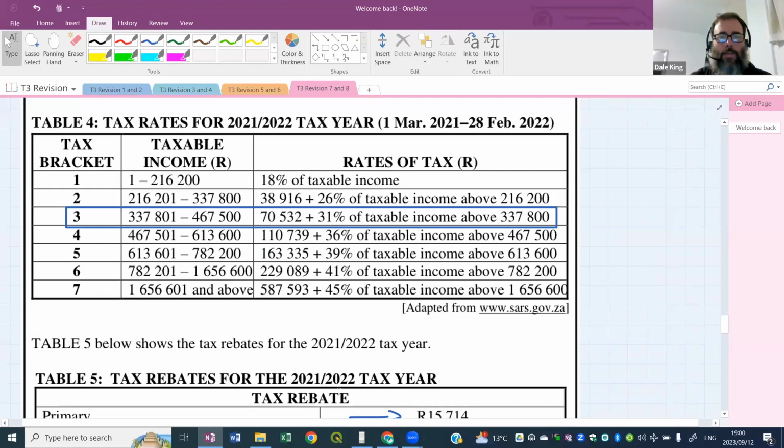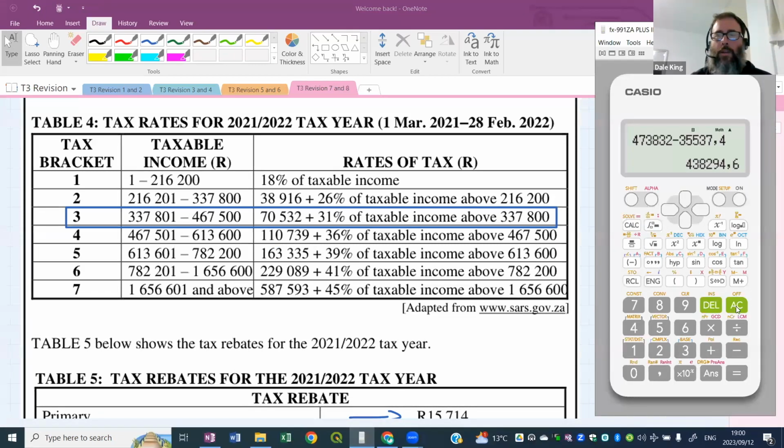70,532. I'm just going to do this on the calculator because you're running out of time now. So I'm going to say 70,532 plus bracket 31%. Let's do it all in the calculator like this. So 31 over 100 times another bracket. The amount above. So I'm going to put a minus in there for now. I need to be the amount above 337,800. And what is the amount I need to be?